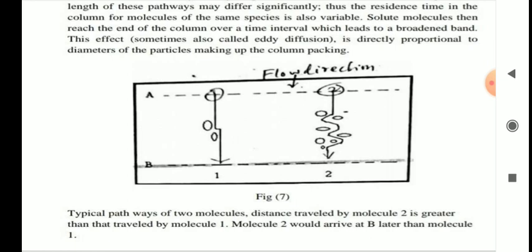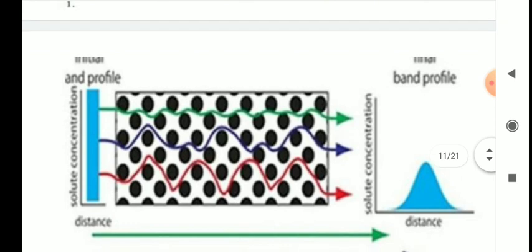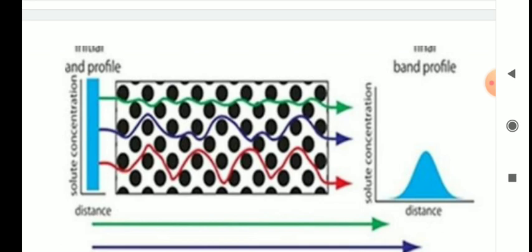Now I'll show you another diagram which explains this multiple flow path. You can see in this diagram the column is shown horizontally, but actually it is vertical. The blue band on the left side is the initial band of the compound, and the molecules will travel through the column. You can see that there are three molecules. The paths of the three molecules are shown, one in blue color, one in black color, and one in red color.